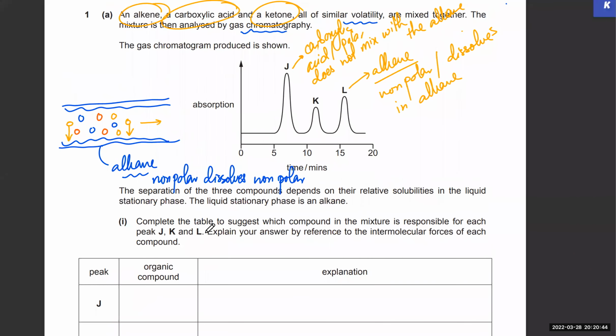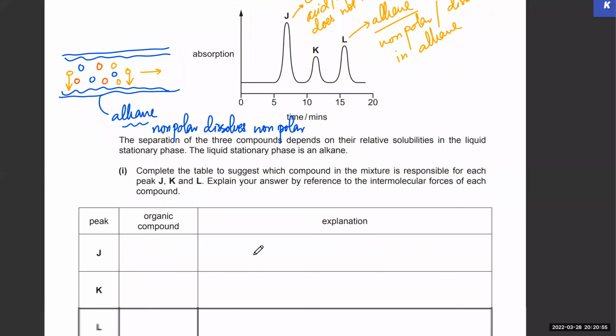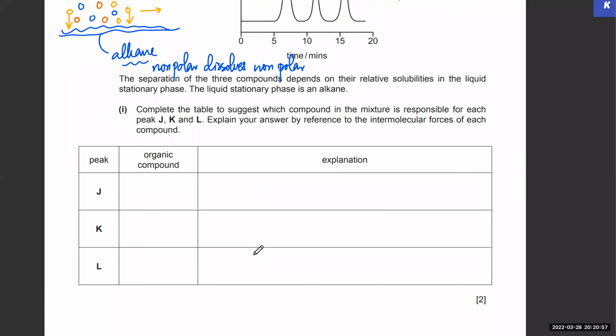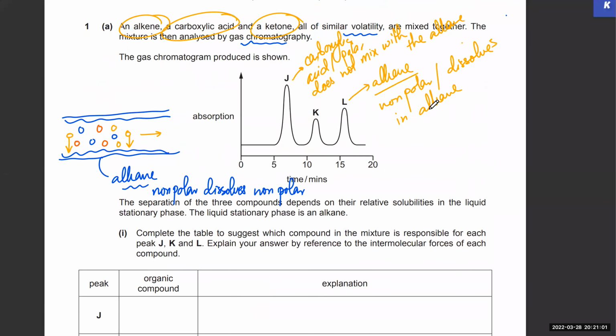So the explanation would be just as simple. It's always going to be this type of question. I mean, you don't have a lot of variety of questions in this. The questions in gas liquid chromatography are going to be very straightforward. So complete the table. We've already identified that, and the explanation would be that nonpolar dissolves nonpolar. So alkenes and alkanes have van der Waals forces, and carboxylic acid is polar, so it does not mix with an alkane since it's nonpolar.